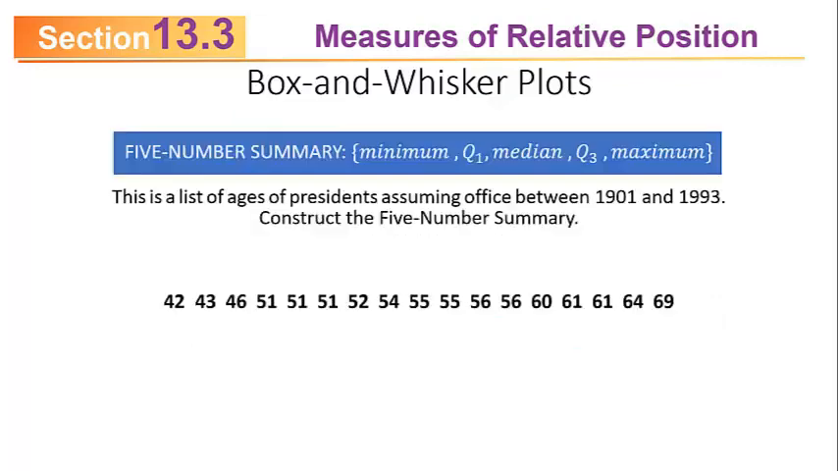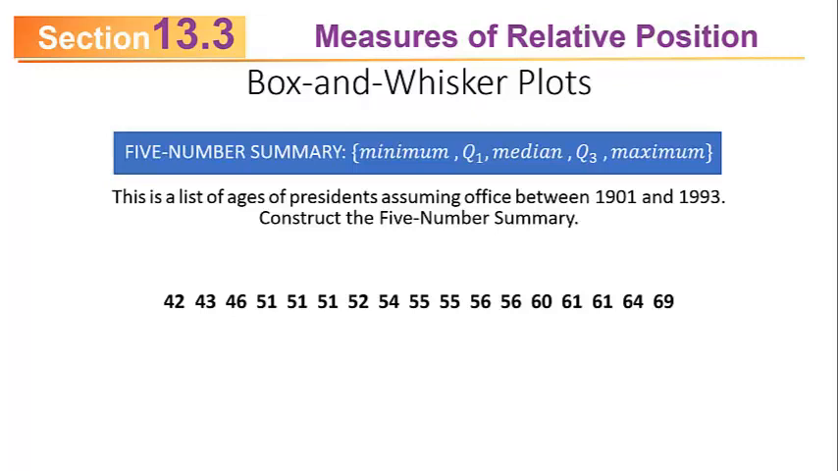Let's take an example and take it all the way through the process. We'll turn it into a 5-number summary, and then we'll turn that into a box-and-whisker plot. So this is an actual list of ages of presidents assuming office between 1901 and 1993. They're already in order, so you don't have to worry about that, but if they weren't, you would. There are 17 of them if you count.